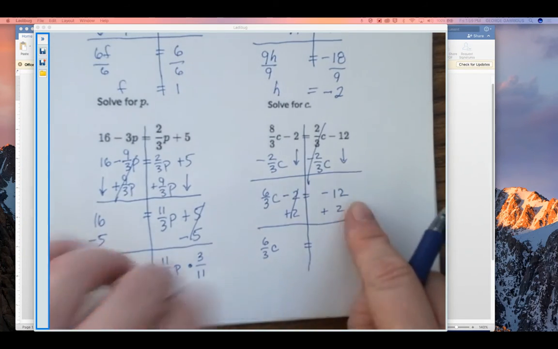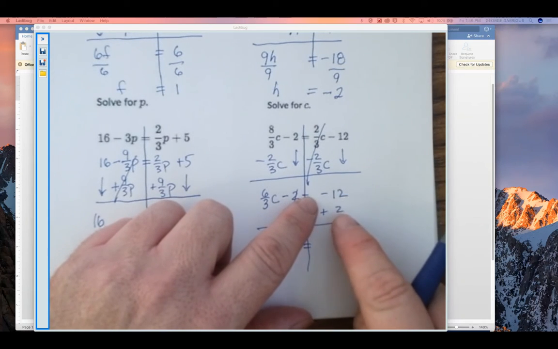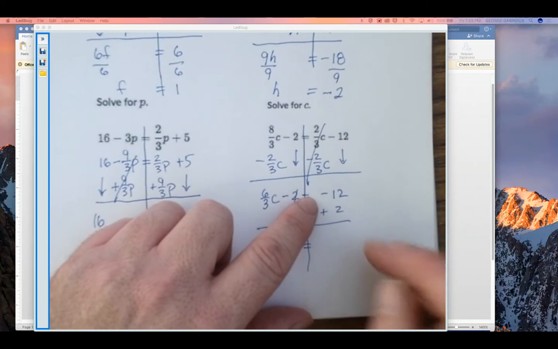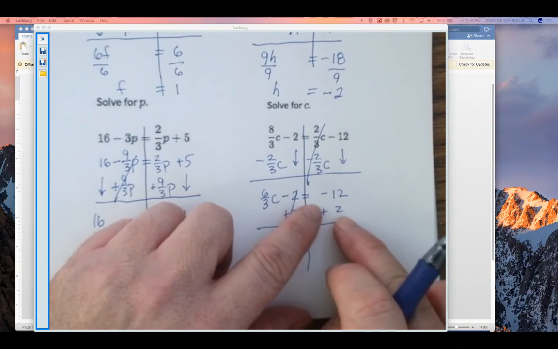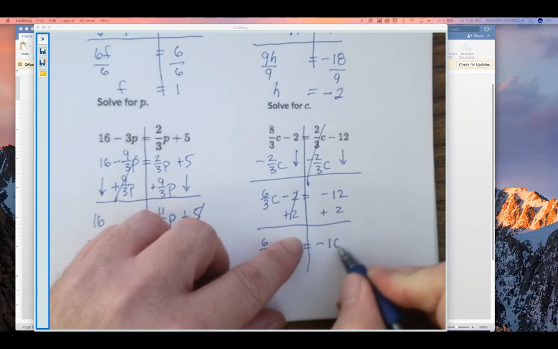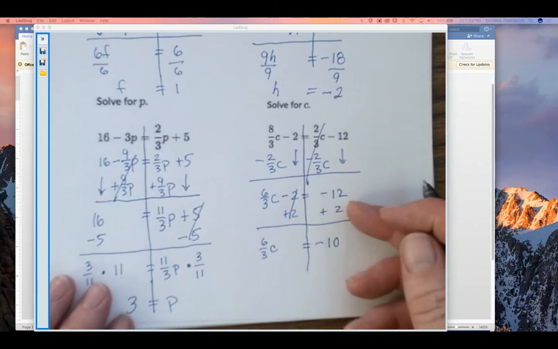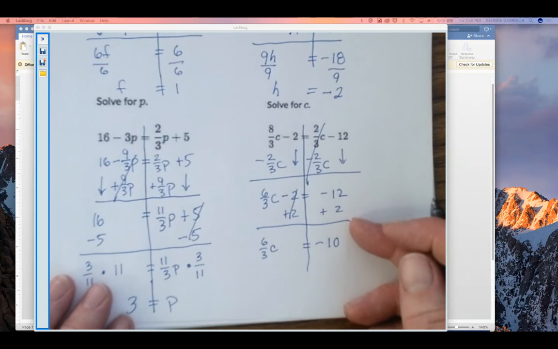Equals, here's a hard one, -12 plus 2. So I owed 12 of something. I paid off $2 of it, if that's in money. I owed 12. I paid 2. I owe 10. -10. Okay, so 8th graders should be able to add and subtract integers together at this point.